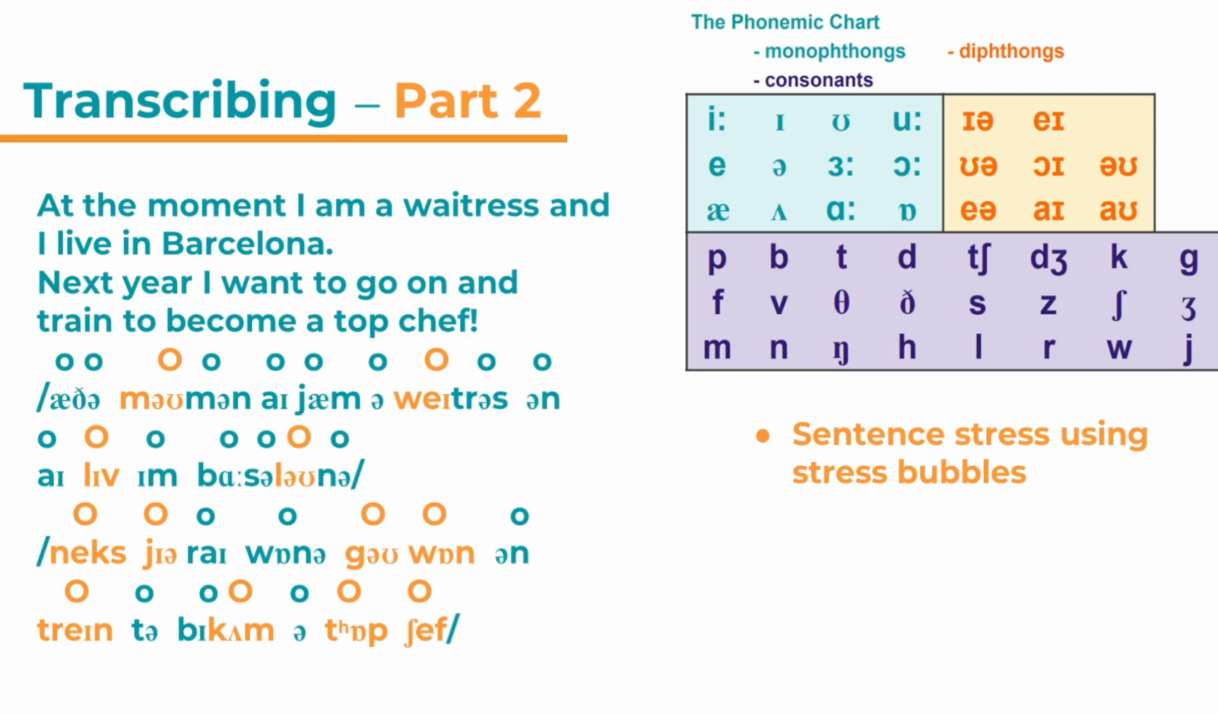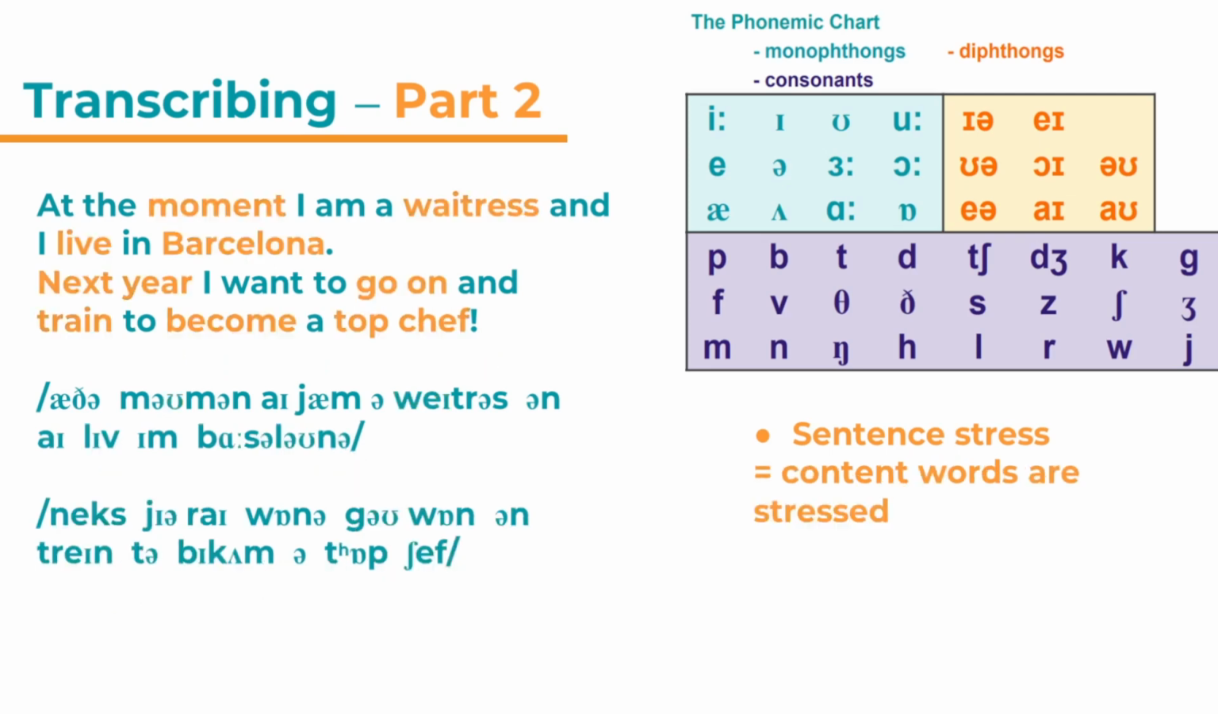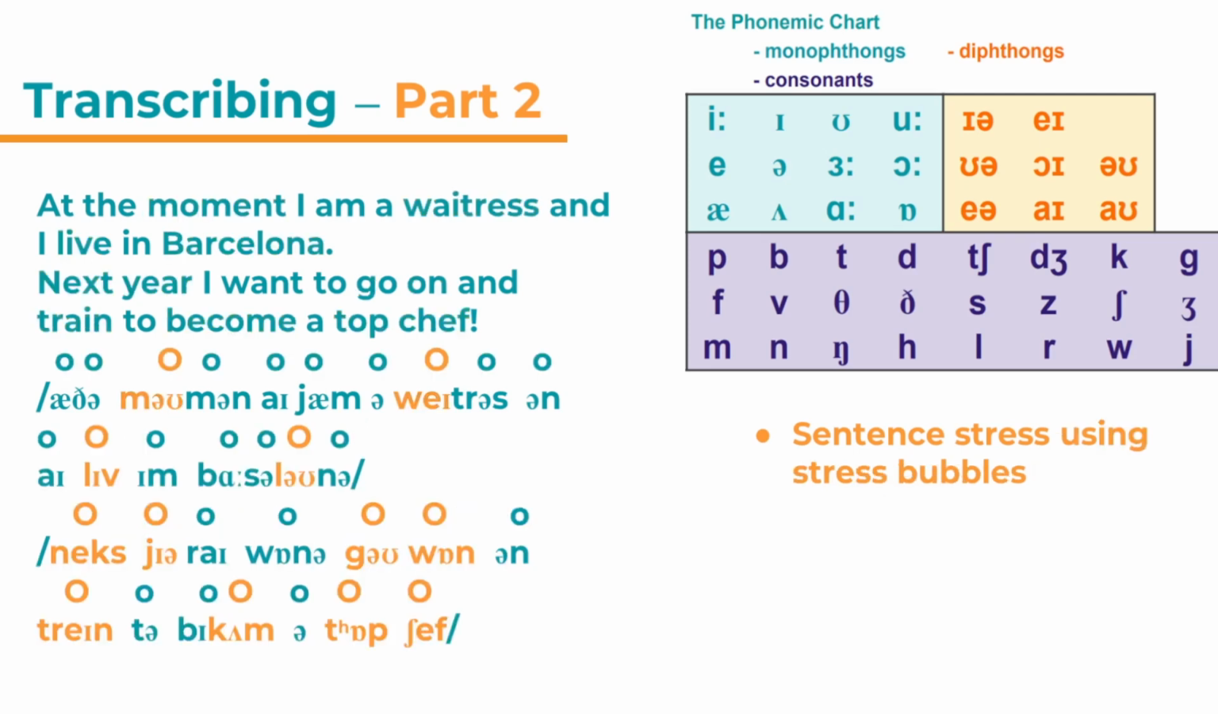Now, if I just go back again, initially I just showed you the entire word, but of course, words like moment or Barcelona consist of several syllables, and not all of the syllables will be stressed. Only one of them will carry the primary stress, and that is what I've shown you here. So moment, the initial syllable, is stressed. Waitress, the same as in moment, the first syllable. Then live only has one syllable. And Barcelona has 4, and here it's the third one, Barcelona.